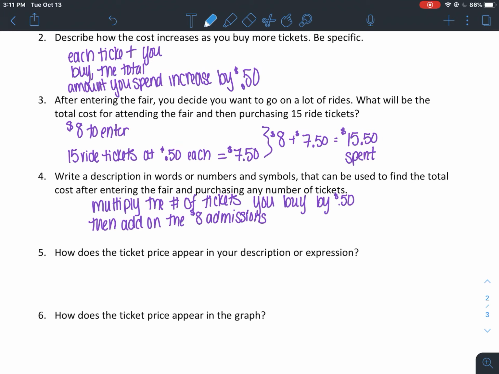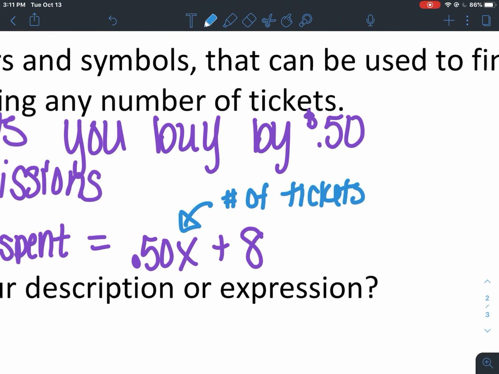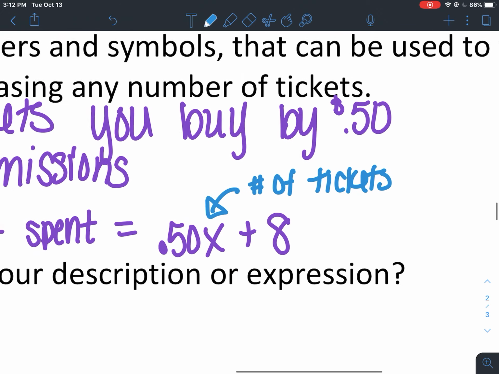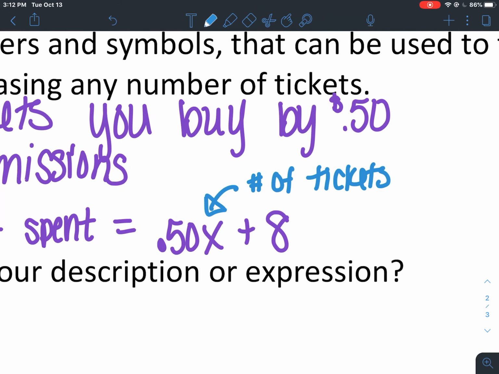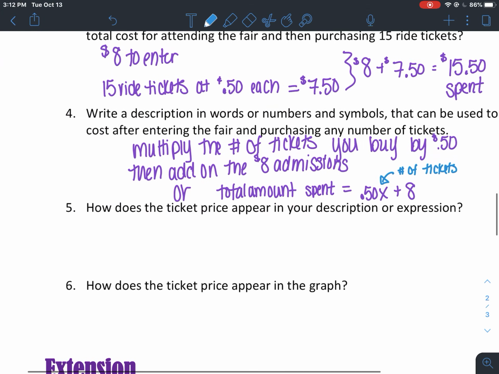If you chose to do numbers and symbols and do sort of an equation, that would be: the total amount spent at the fair would equal the 50 cents per ticket. I'm going to represent that by X because I don't know how many tickets I'm buying, plus the $8 admissions fee. And this X is going to be the number of tickets that you purchase. So if you want to know the total amount spent, we're going to multiply the number of tickets by 50 cents and then add on the $8 admissions.